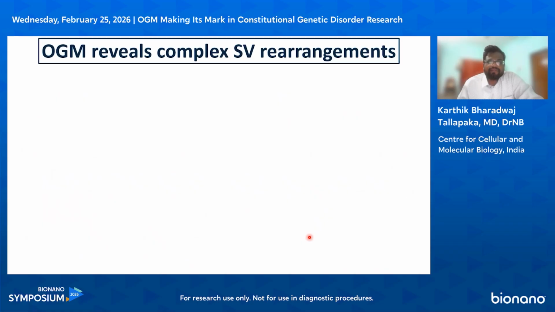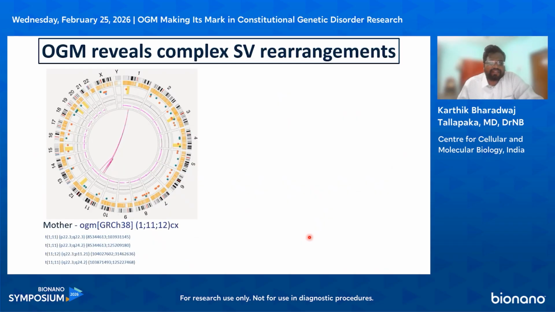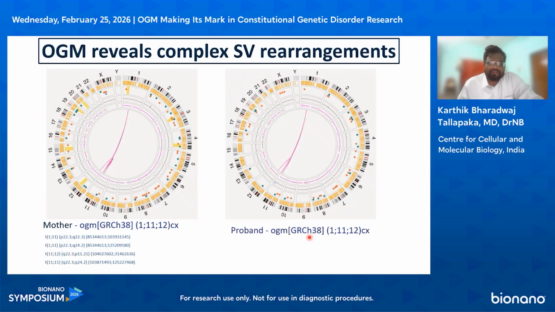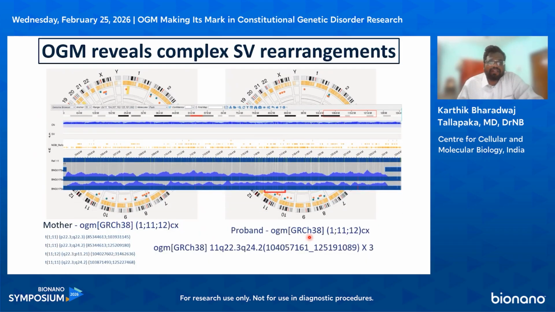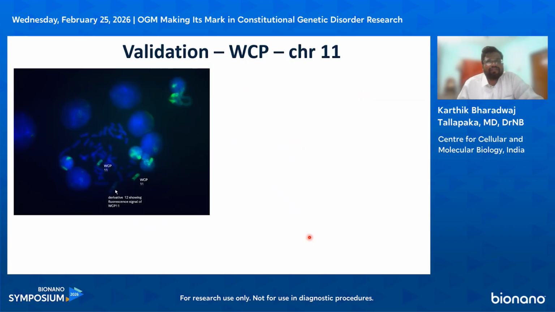And once we did OGM for the proband and the parents, what we were able to see is that the mother was actually carrying a complex translocation involving chromosomes 1, 11, and 12. And similarly, the proband was also having this complex translocation. In addition to this complex translocation, as picked up in chromosomal microarray, he was also carrying a duplication in chromosome 11.